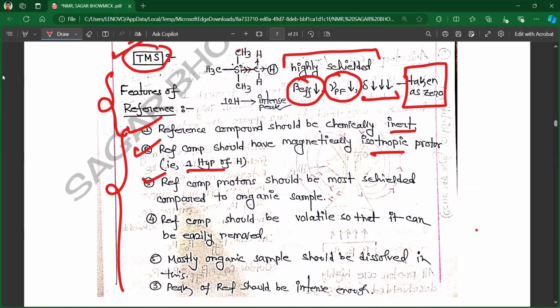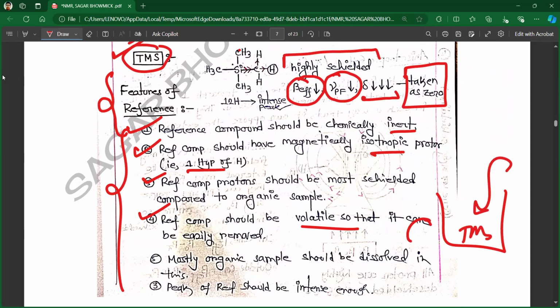Now, most shielded: we can see these protons are shielded. Shielded means delta is very, very low. So other organic compounds will have delta more than it. That's why a reference compound should have the most shielded protons compared to a common organic sample. Fourth, a reference compound should be volatile so that it can be easily removed. Suppose this is TMS, and I am using it with my compound. I have analyzed it with NMR.